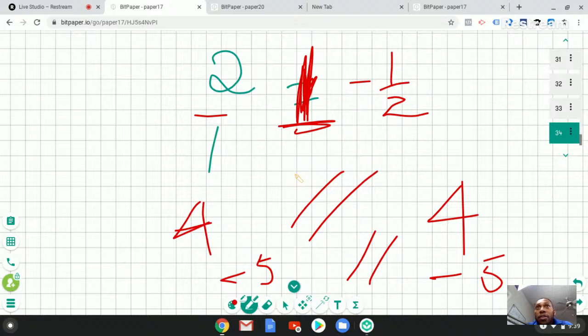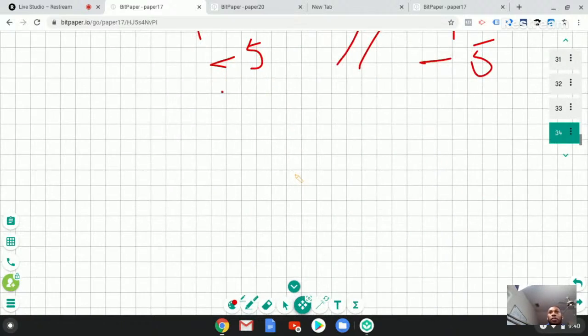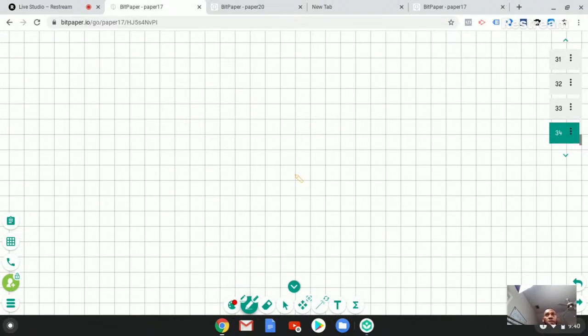Okay, so absolute value. Here's what I normally do. Let's say I have a number here, the absolute value of a number. This is one thing that you need to understand: it's always going to be positive.